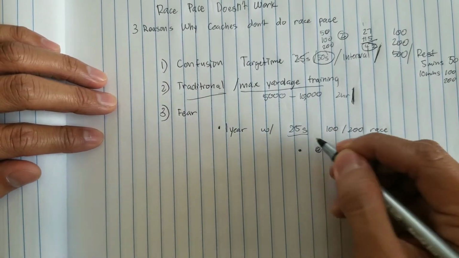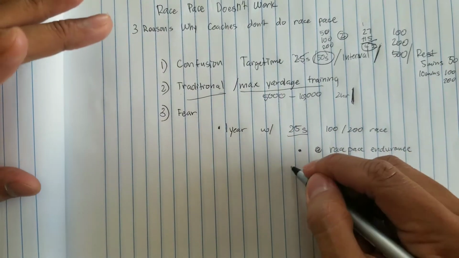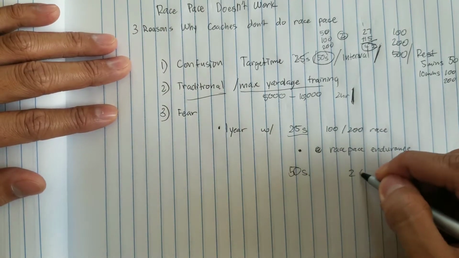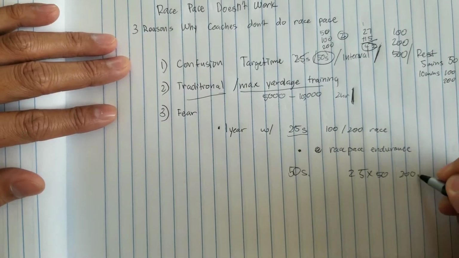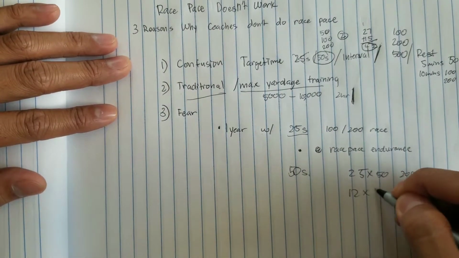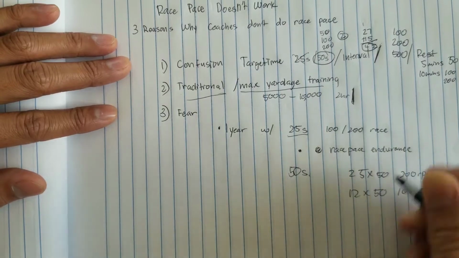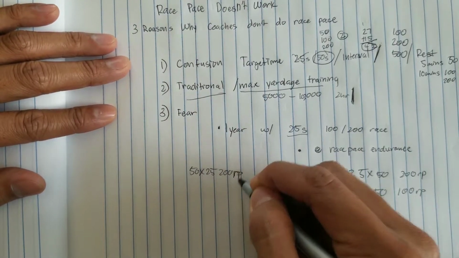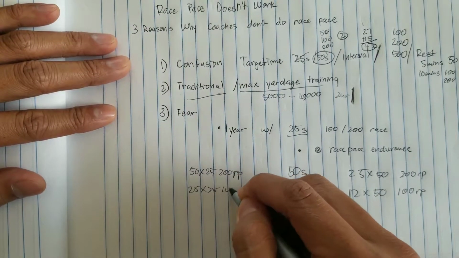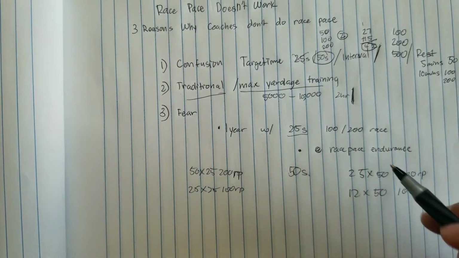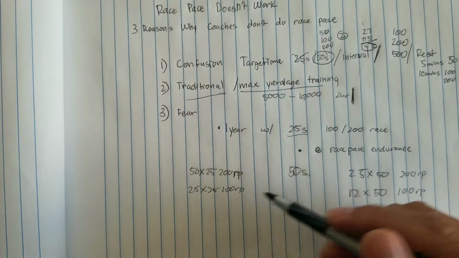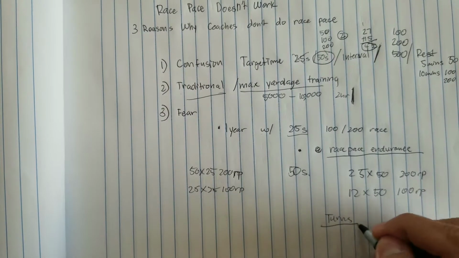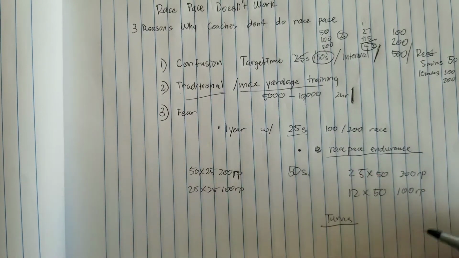After the first year of doing 25s race pace, I started to switch over to 50s: 25 50s for 200 race pace, and then 12 50s for 100 race pace. Before, I was doing 50 25s for a 200 race pace, and 25 25s for 100 race pace. The reason I stopped is not only the race pace endurance, but also the turns. They weren't really working on the turns doing 25s.